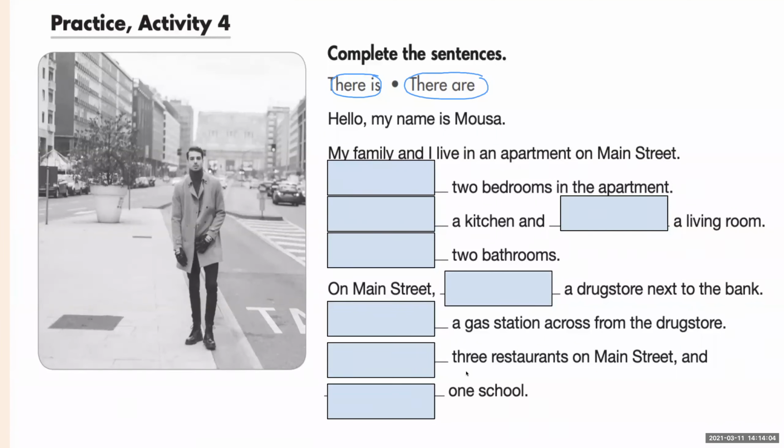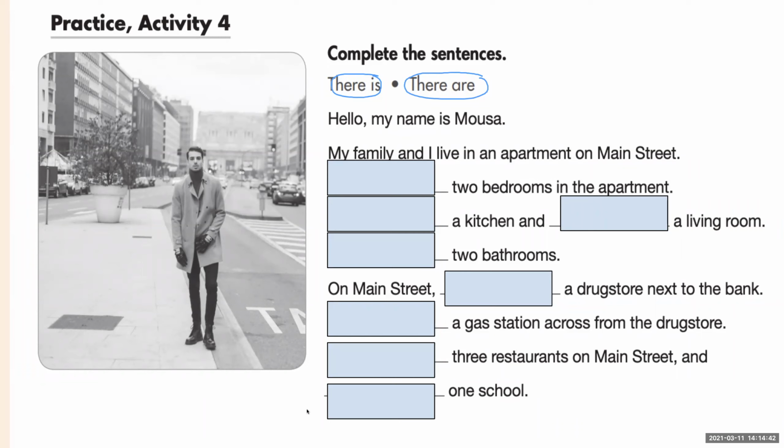So it says, complete the sentences. There is, there are. Hello, my name is Musa. My family and I live in an apartment on Main Street. Blank, 2 bedrooms in the apartment. Blank, a kitchen and blank, a living room. Blank, 2 bathrooms. Actually, there was no blank. On Main Street, blank, a drugstore next to the bank. Blank, a gas station across the drugstore. Blank, 3 restaurants on Main Street, and blank, 1 on school.